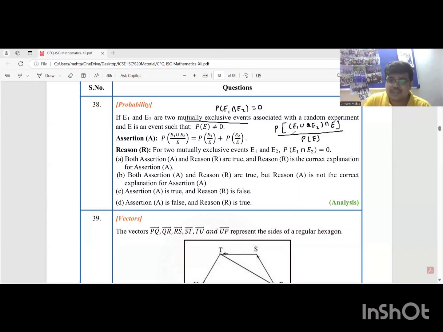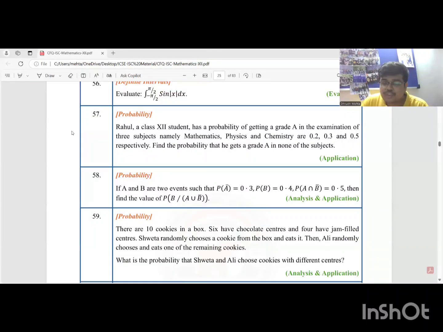So here, students, you have to understand that P of E1 union E2 is equal to P of E1 plus P of E2 minus P of E1 intersection E2. Because P of E1 intersection E2 is 0, we can directly take this as P of E1 plus P of E2. So this formula becomes P of E1 upon E plus P of E2 upon E. We can do this simply because they are mutually exclusive and the intersection is the null set. So here, students, the assertion is true, the reason is true, and the reason is the correct explanation for the assertion.